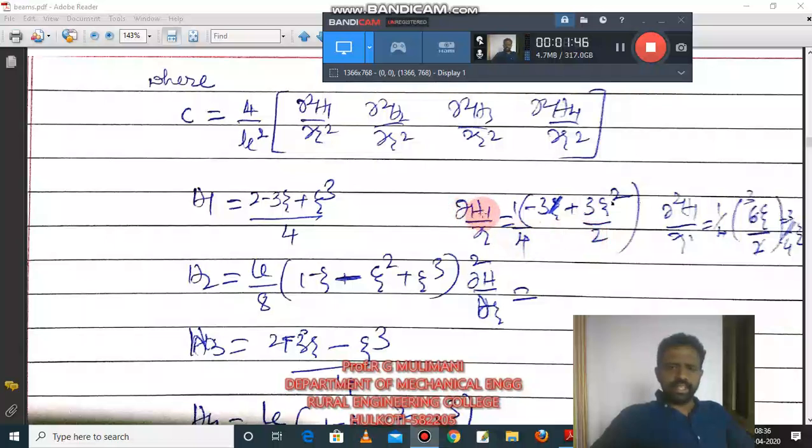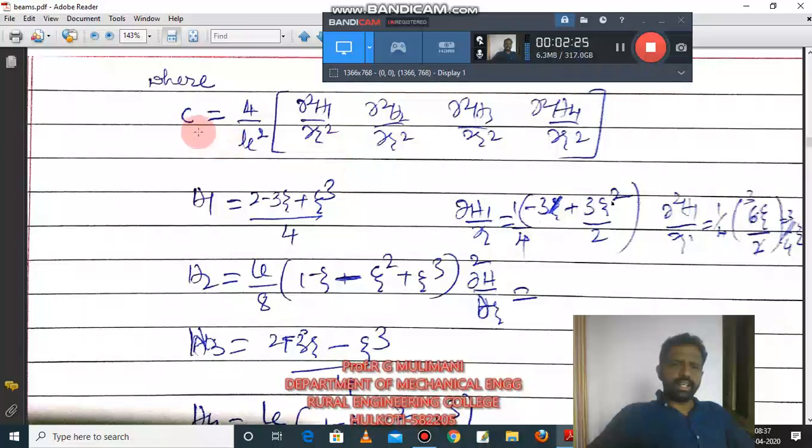Next, differentiating this equation gives you dou square h1 by dou zeta square. With 1 by 4 as it is written, it is minus 3. There is no zeta term, so it is 0. Next we have 3 zeta square here; 2 is not there. Differentiation of 3 zeta square is 6 zeta, so it is 6 zeta by 4. Similarly, you find dou square h2 by dou zeta square, dou square h3 by dou zeta square, and dou square h4 by dou zeta square, and substitute in this matrix.